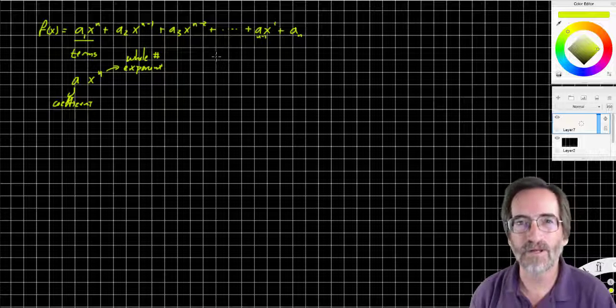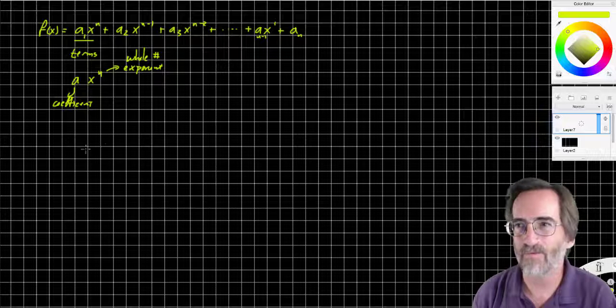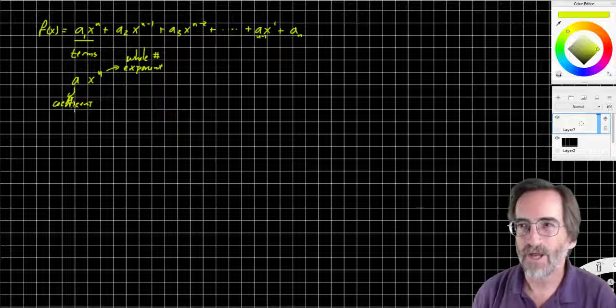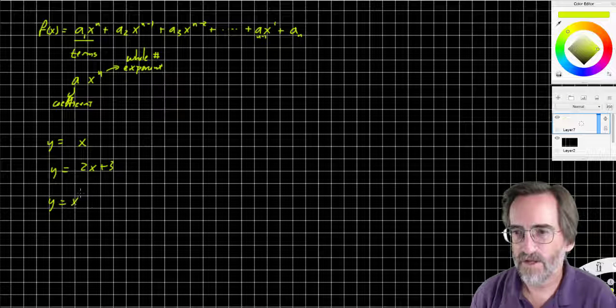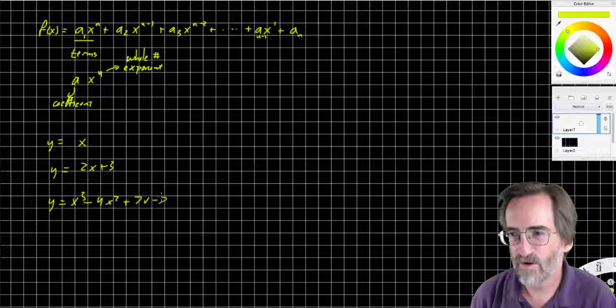Poly meaning many, nomial meaning number or name, nomos. Okay, many names. So these are all examples of polynomial functions. y equals x. y equals 2x plus 3. y equals x cubed minus 4x squared plus 7x minus 2.